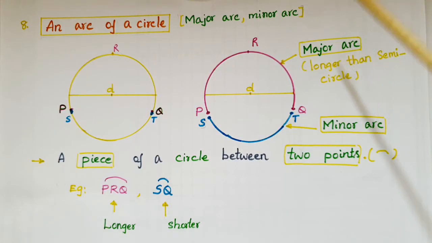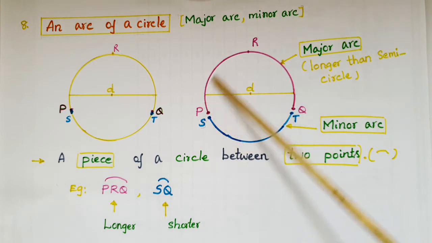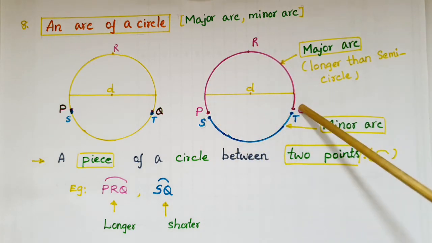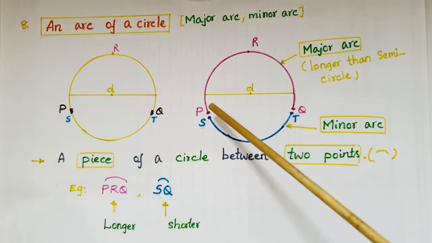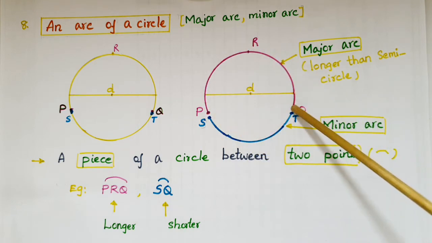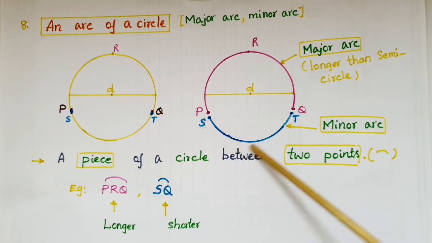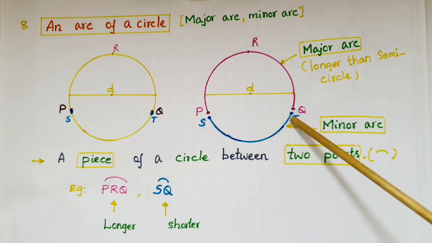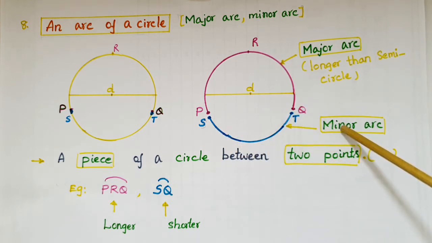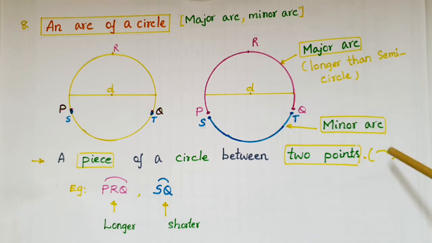Next one is an arc of a circle. A piece of a circle between any 2 points is called an arc of a circle. So if you observe, PRQ is longer than a semicircle, so this is called a major arc, and ST is shorter than a semicircle, so this is called a minor arc. And we can denote an arc by this symbol, and we can write arc PRQ like this and arc SQ like this.